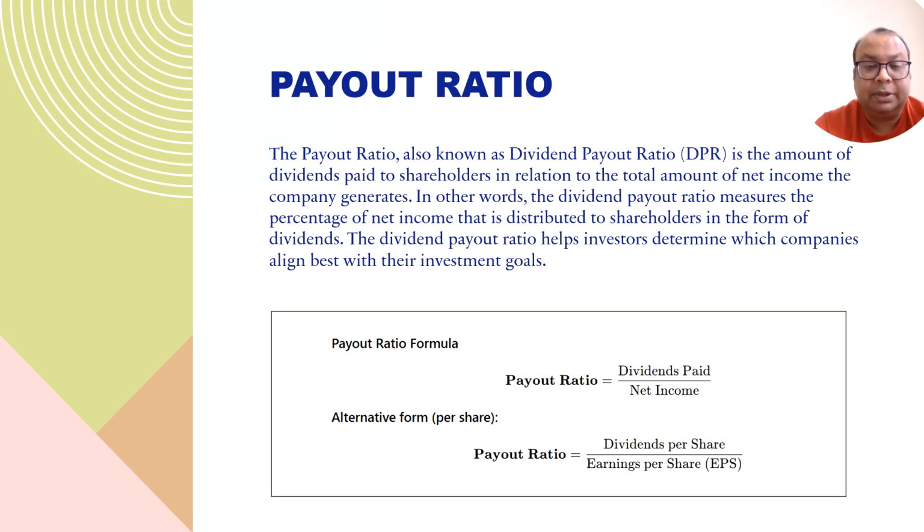In simpler terms, a high payout ratio means the company gives more of its profits to shareholders. This can be attractive for investors seeking regular income, but it may limit funds available for growth. A low payout ratio means the company keeps more profit to reinvest in the business for expansion or debt repayment. Comparing the payout ratio to industry norms or the company's past ratios helps assess its dividend policy and sustainability.